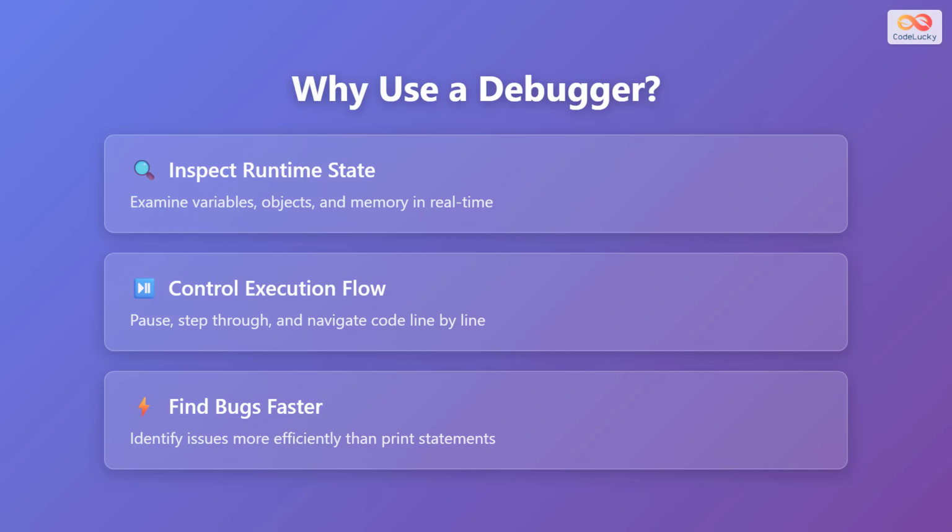Before diving into the technical details, let's understand why using a debugger is so important. First, a debugger allows you to inspect the runtime state of your application. This means you can examine variables, objects, and memory in real time as your program executes. Second, you can control the execution flow by pausing your program, stepping through it line by line, and navigating through different parts of your code. Finally, debuggers help you find bugs much faster than traditional print statements. Instead of adding dozens of print statements and rerunning your code repeatedly, you can pause at any point and see exactly what's happening.